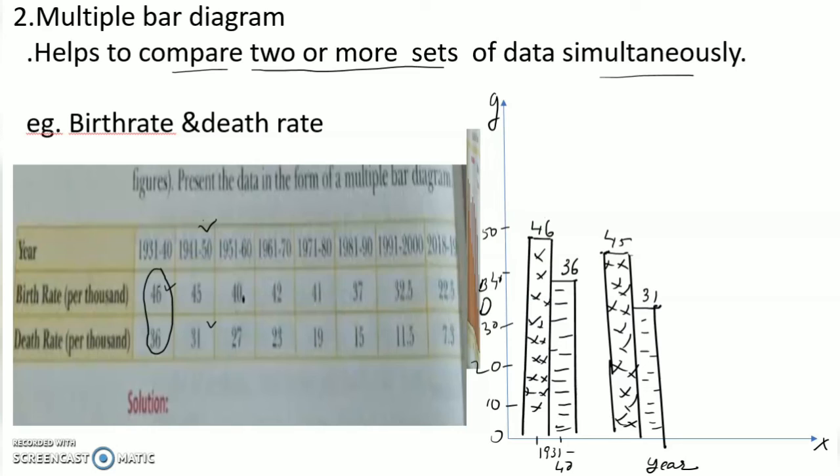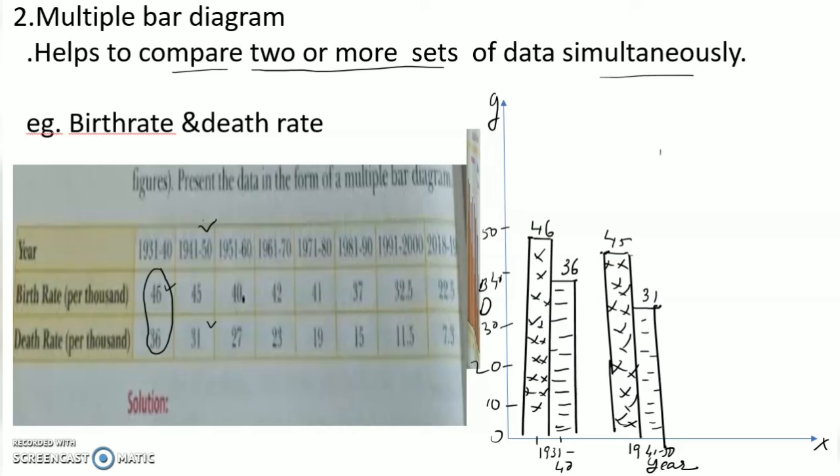This is one set of values. From this it's easy to compare between different years also. Here the year is 1941 to 50. In the same way I can draw all the bars corresponding to each year, by checking the values from here. This way I have to draw this multiple bar diagram.